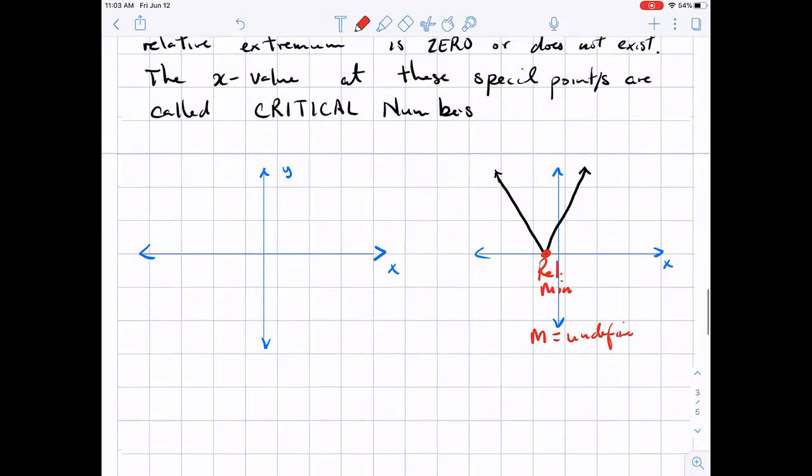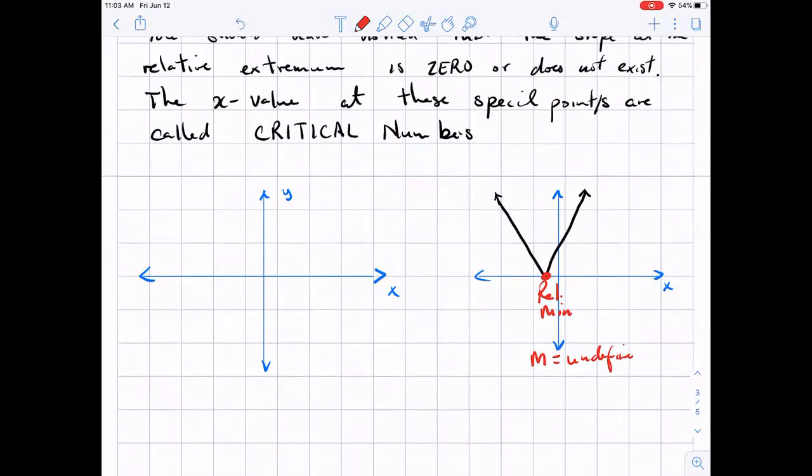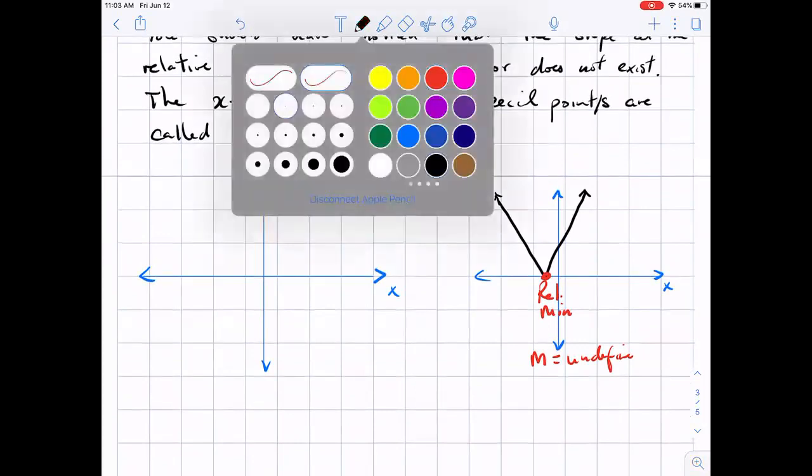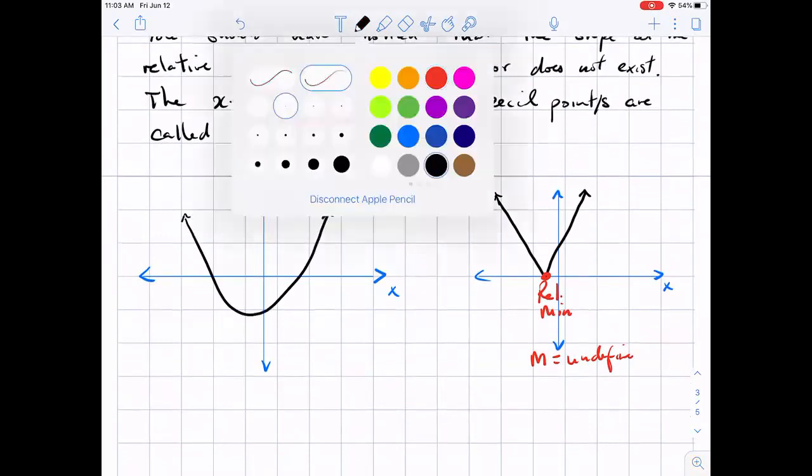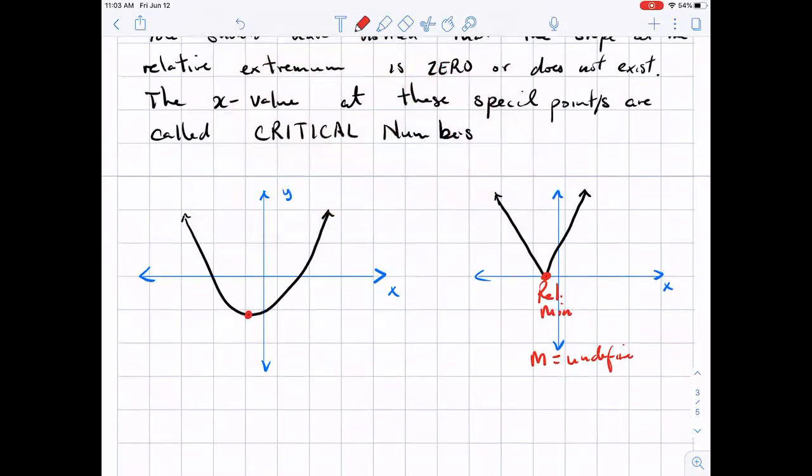On the other hand, if we look at this figure here, just the basic parabola, you will notice that at this point here, which is also a relative min, the slope m is equal to 0 because the tangent line at that point is horizontal.